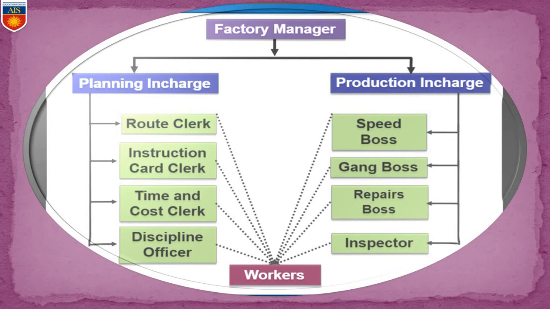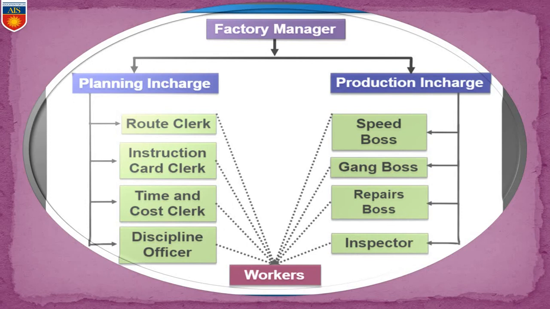The next set of supervisors were the production in charge. This set of supervisors, the production in charge, had 4 supervisors. The first one being the speed boss. He ensured that the work is done on time. The speed at which various operations are performed should be in accordance with the standards laid for time taken to complete the task.